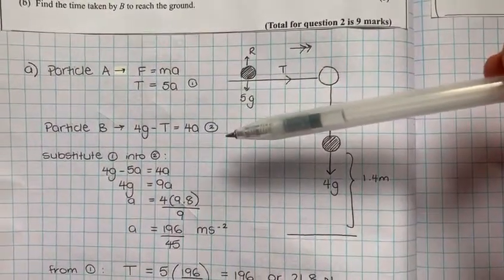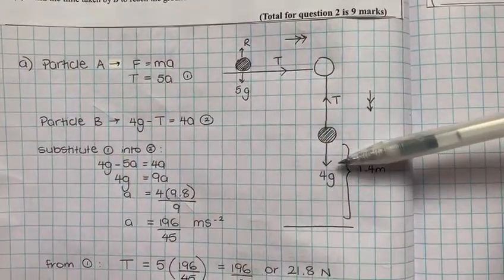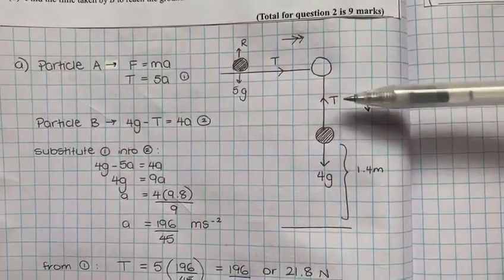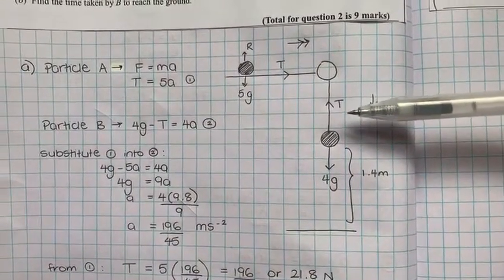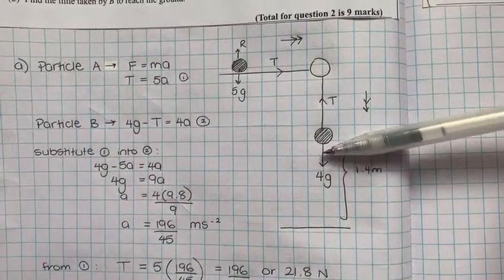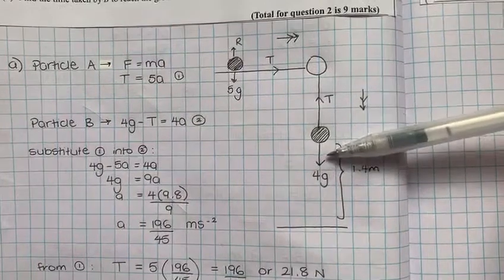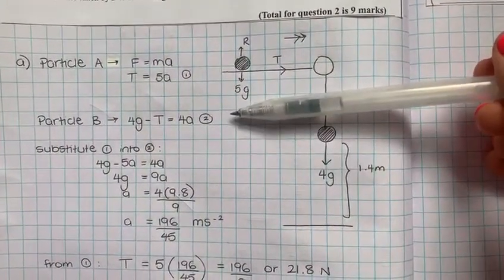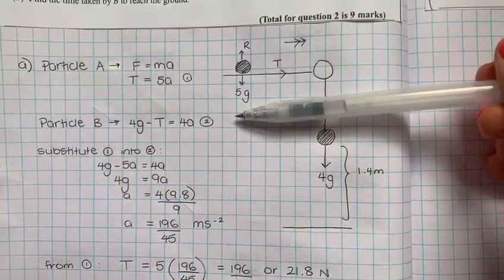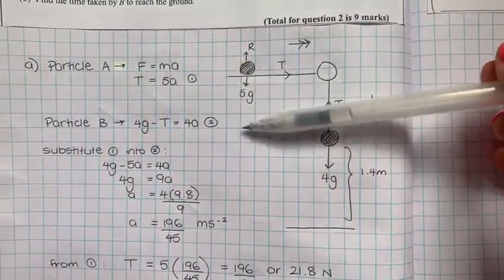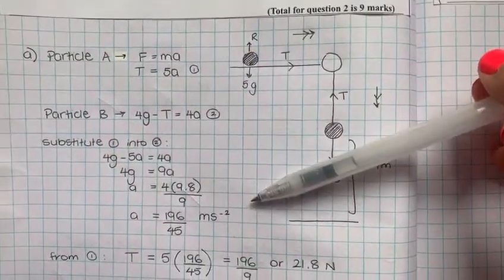For particle B, it's a little bit more complicated. I've got my weight of 4g, or 4 times 9.8, and I've also got my tension acting in the opposite direction. Again, because the particle is moving down or accelerating downwards, that force there is bigger than that one, so it has to be 4g take away T and not the other way around. I've done that there. I then realized that in order to find my tension or my acceleration, I need to solve simultaneously. So I've labeled my equations 1 and 2, and I went ahead and substituted 1 into 2.